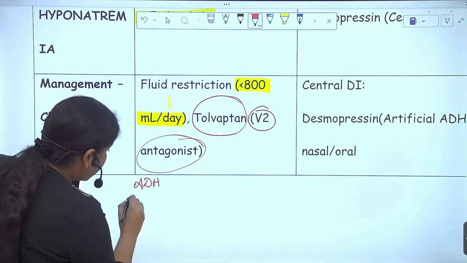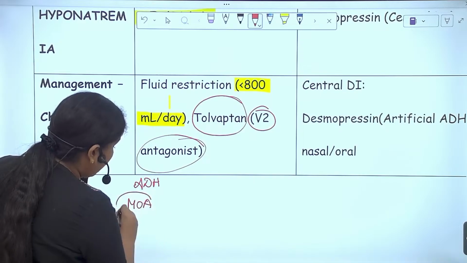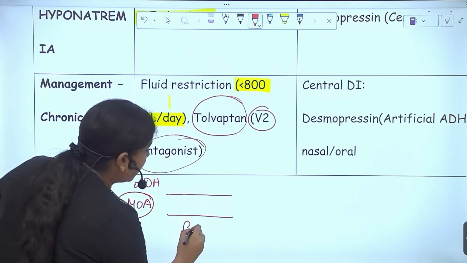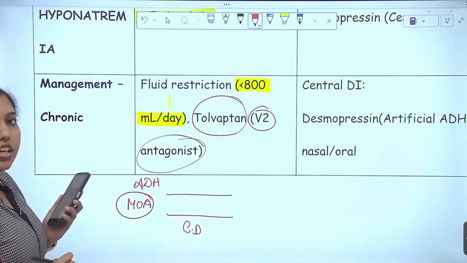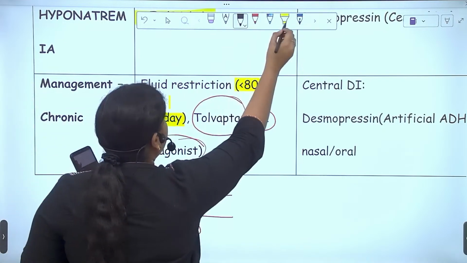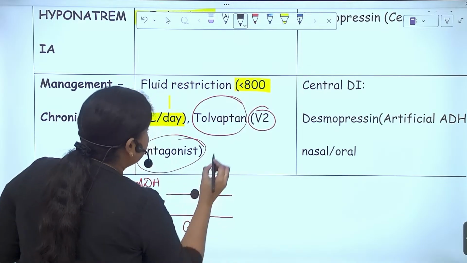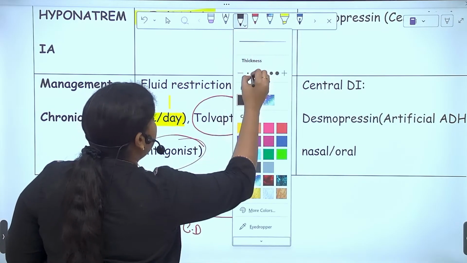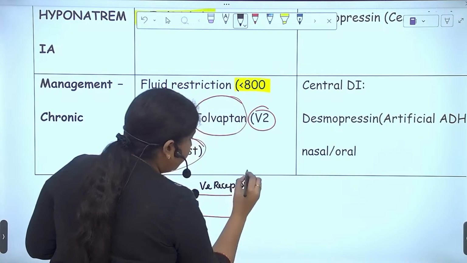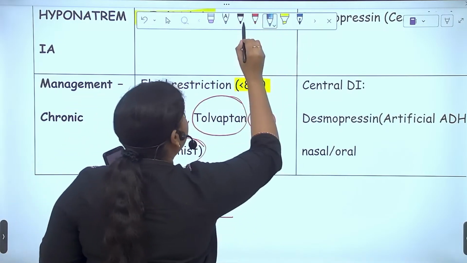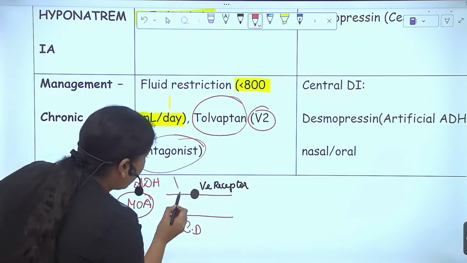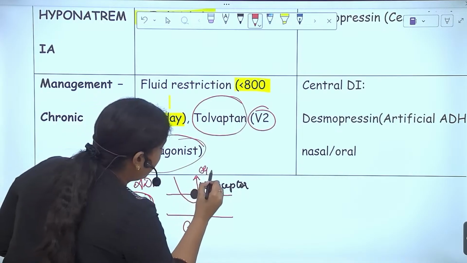Now tell me, what is the mechanism of action? This ADH is specifically acting in the collecting duct of your kidney. In the collecting duct, we have an important component, the V2 receptor. ADH will go and act on this V2 receptor so that it will cause what? H2O absorption into the body.